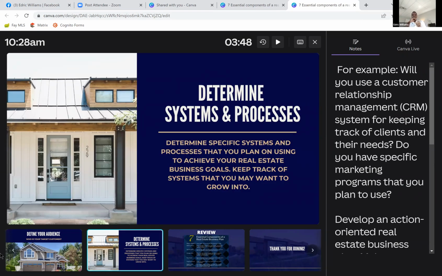All right, so systems and processes. Will your CRM, your customer relationship management, track your clients and their needs? Do you have specific marketing programs that you plan to use? These things are important, definitely in the beginning, because like I mentioned earlier, I'm very unorganized, and I'm paying for that to this day in my career. The things that I should have done earlier, like keep all of my contacts in one place, keep all my systems together, have really hurt me. It's been very hard to follow up with people that I had the pleasure of serving 10 years ago.